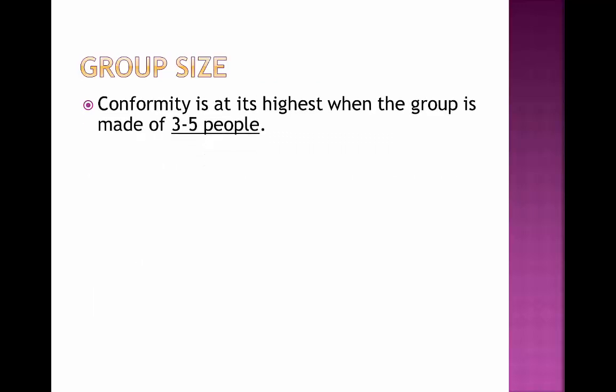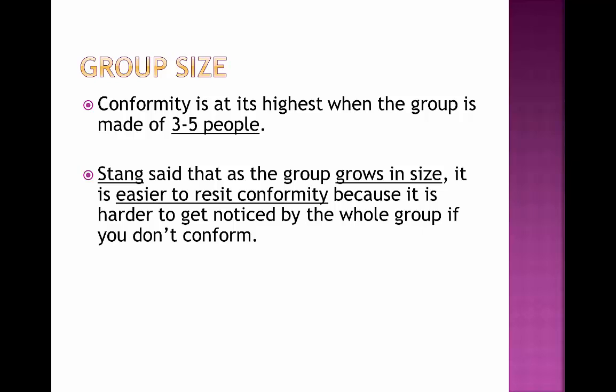Group size. Conformity is at its absolute highest when the group is made up of between 3 and 5 people. Now Stang said that as the group grows in size above 5 people, it's easier to resist conformity. This is because it's harder to get noticed by the whole group if you don't conform. So as informational social influence states, if you are in a group of, let's say, 100 people and you leave, they're not going to judge you as much because you're not going to be noticed since it's only 1 out of 100 leaving.